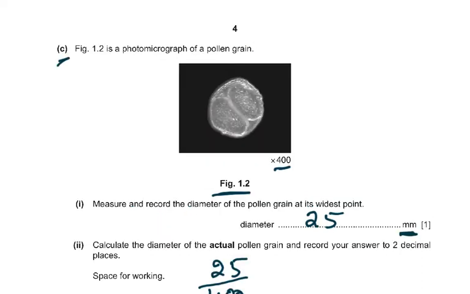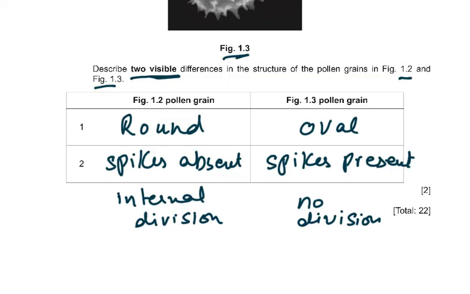Now what does this mean? You can see this is the internal division. It's sort of divided into 2 lobules or something like that. So there was no such thing here, and so there's internal division and no internal division.